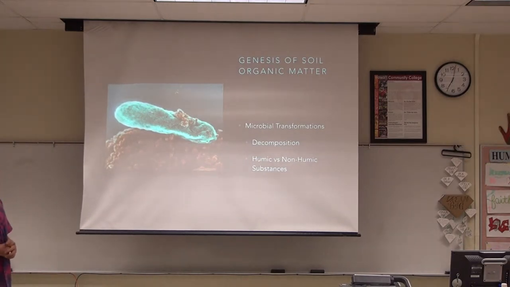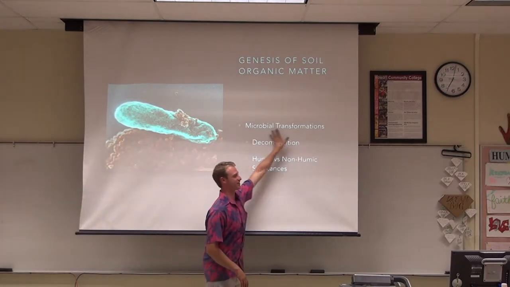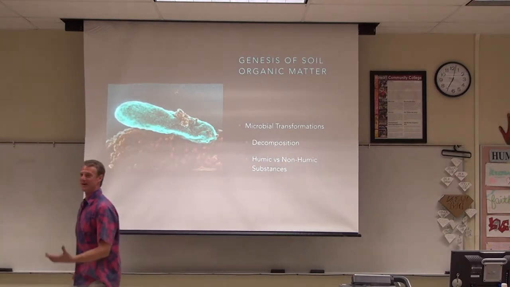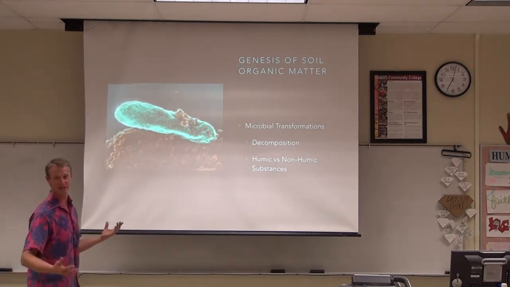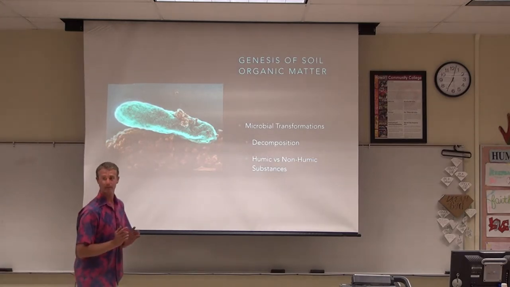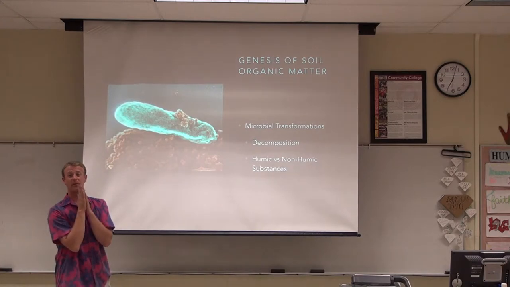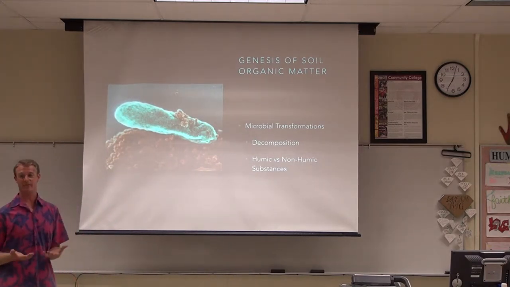Genesis of soil organic matter happens through microbial transformations. This is how soil organic matter becomes humus: microbial transformations. Weathering has a little bit of an effect on breaking down a leaf, but almost all the magic happens because of microbes. Does it need some water? Yes. Remember that almost all surfaces already have a water layer, so it tends to meet the need of a lot of bacteria.